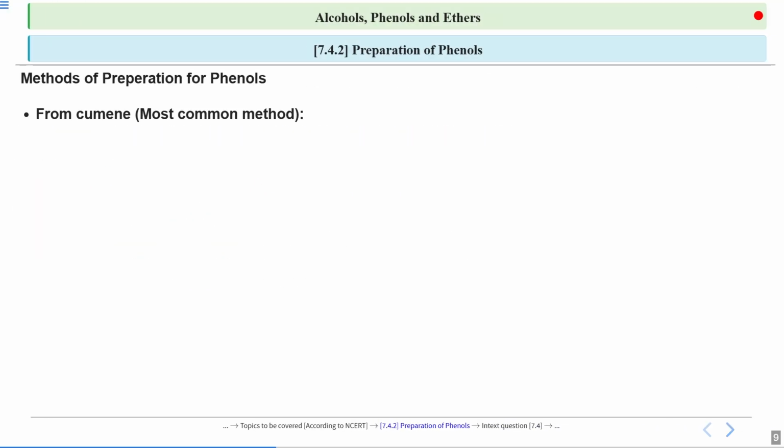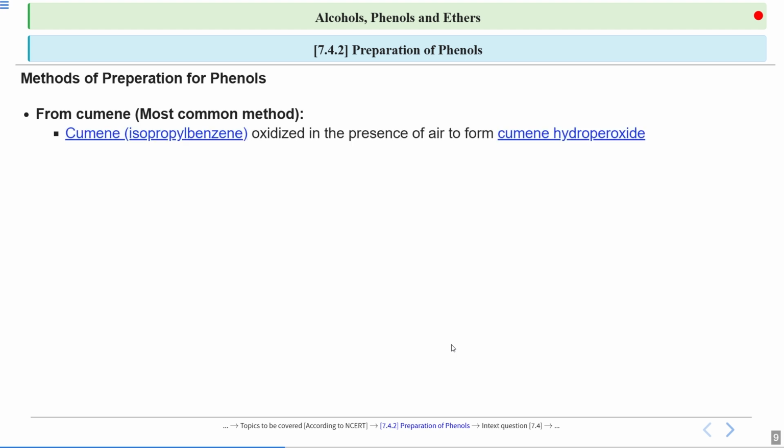Now comes the fourth method of preparation of phenols, and that is from cumene. Now this is the most common method, or I can say an industrial method, from which phenols are prepared. Okay, so here we will see how from cumene we will get our phenols. First of all, cumene is also called isopropyl benzene. That is, on a benzene, an isopropyl group is attached. That is called cumene.